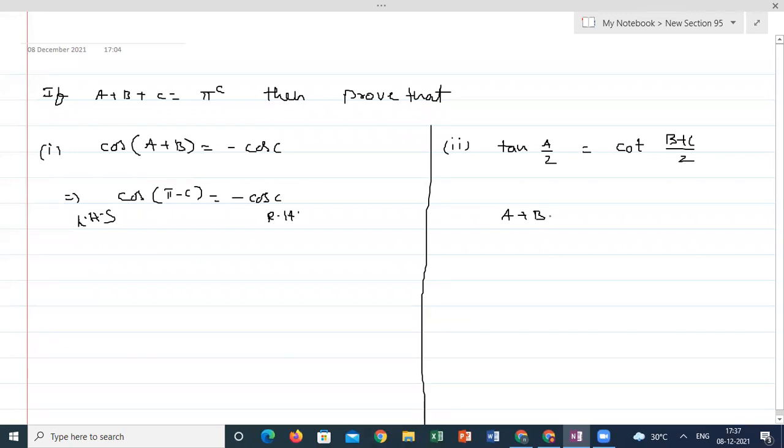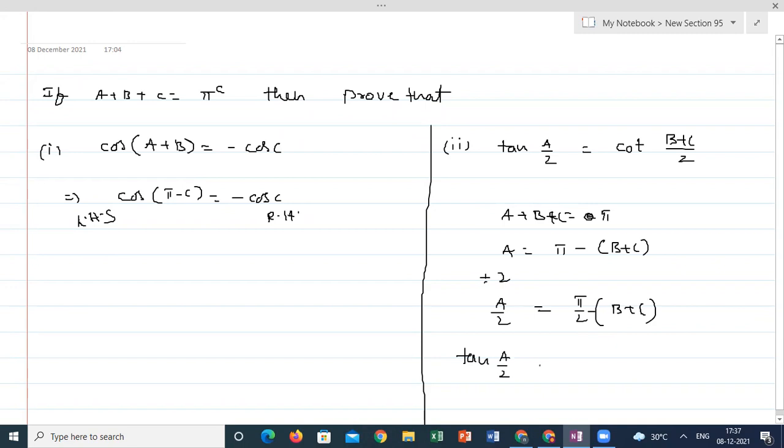Same here also. A plus B plus C is equal to pi, so A is equal to pi minus of B plus C. Divide by 2 on both sides, so A by 2 is equal to pi by 2 minus of B plus C by 2. Take tan on both sides. So tan A by 2 is equal to tan of pi by 2 minus of B plus C by 2.